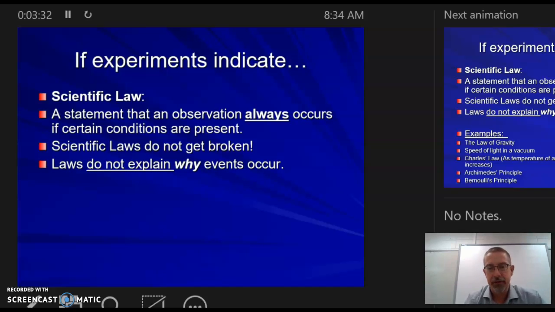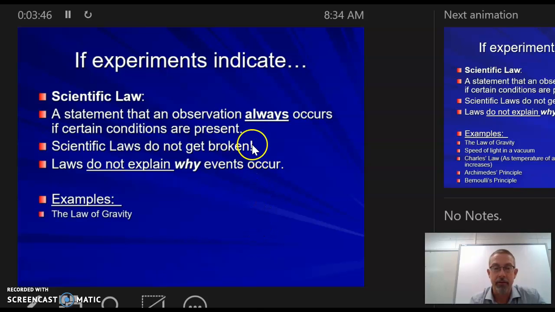Laws, unlike theories, do not try to explain why things occur. They just explain that they occur. Some examples of scientific laws include the law of gravity. If I let something go, it's always going to fall to the earth. That fulfills condition number one. It's never going to get broken. There's never going to be a time when I release something and it starts shooting upward towards the sky. But the law of gravity doesn't explain why it happens. It just explains that it happens.